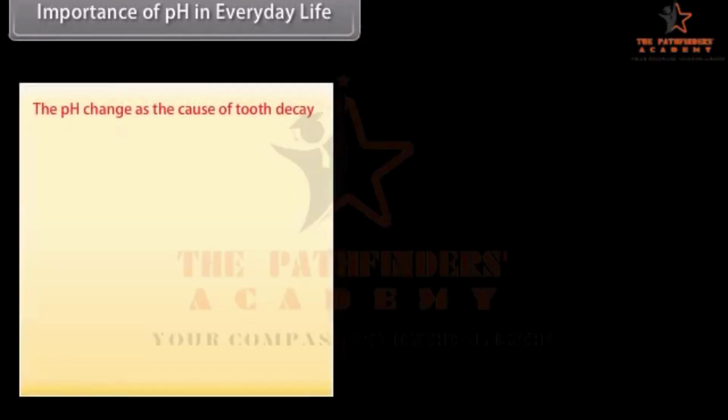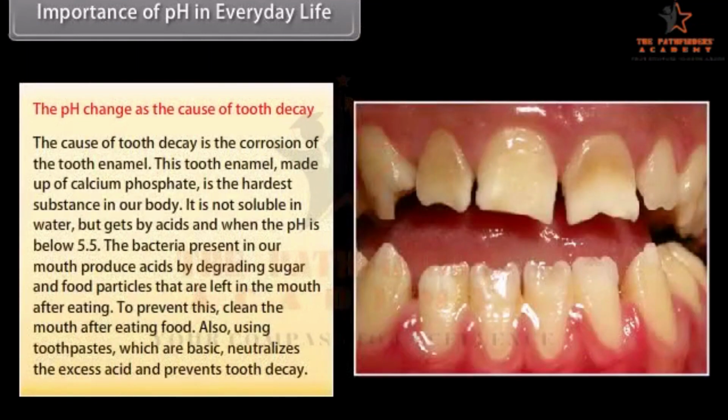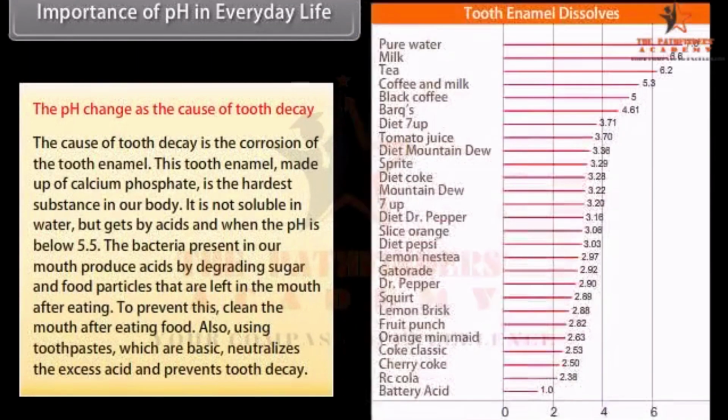The pH change as the cause of tooth decay. The cause of tooth decay is the corrosion of the tooth enamel. This tooth enamel, made up of calcium phosphate, is the hardest substance in our body. It is not soluble in water but gets attacked by acid, when the pH is below 5.5.